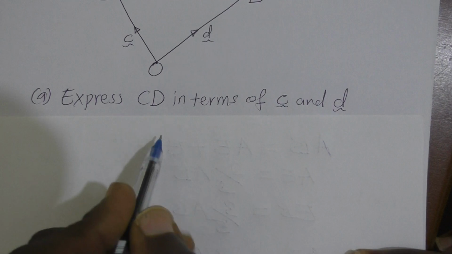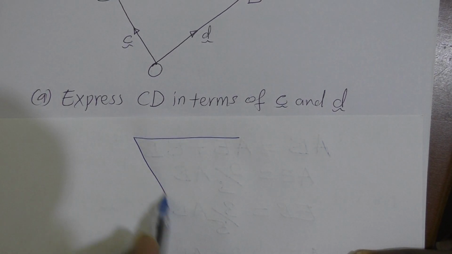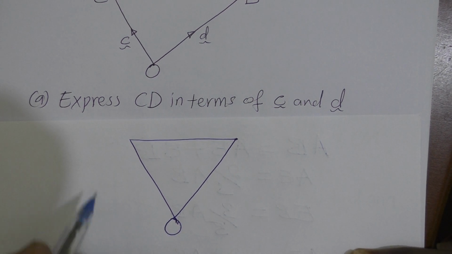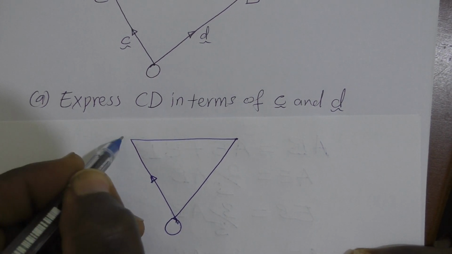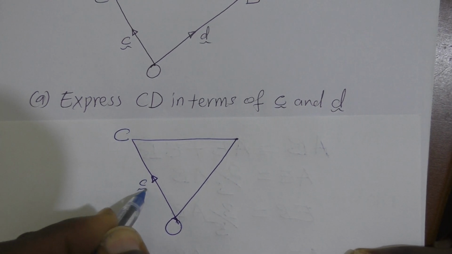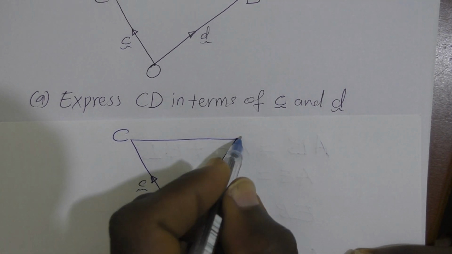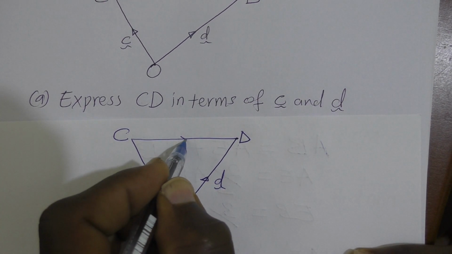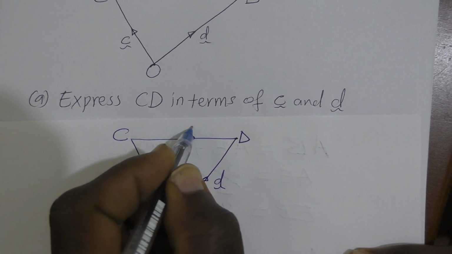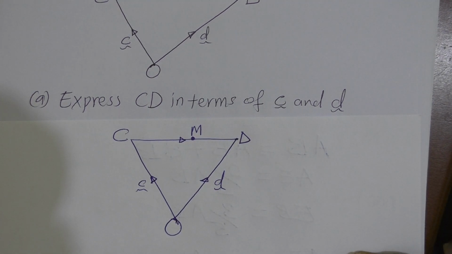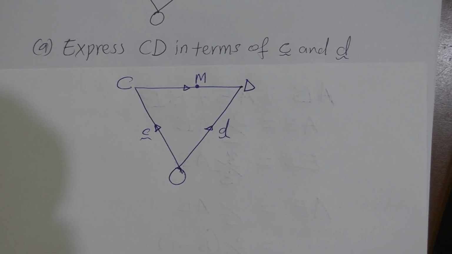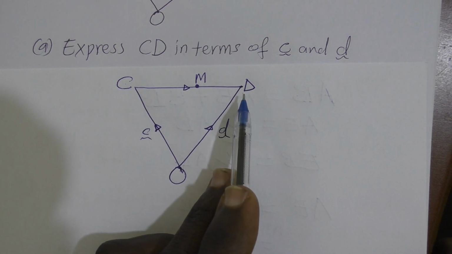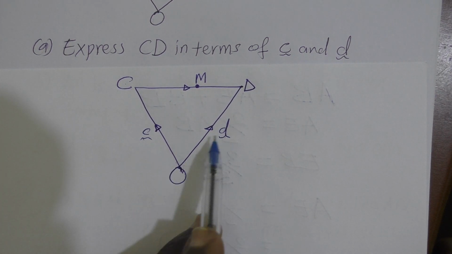Let us redraw our diagram. This is the origin O. This is C, and this is vector C. This is D, and this is vector D. And then on CD we have point M. So we are required to express CD in terms of C and D.